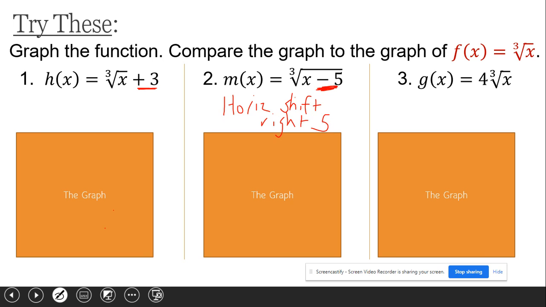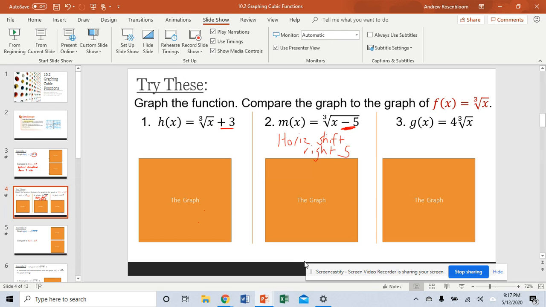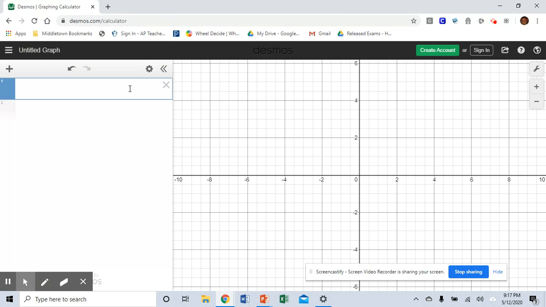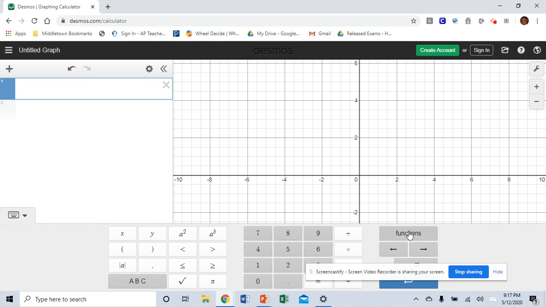Actually, this would be a good time to show you on Desmos how to go about doing this. So if we exit here for a second and we go to Desmos, we'll see how to go about taking a look at the translation that's been made. I'm going to start by graphing the parent function. In order to do that, I've got to go to my keyboard. You'll notice that there's no cube root that pops up.